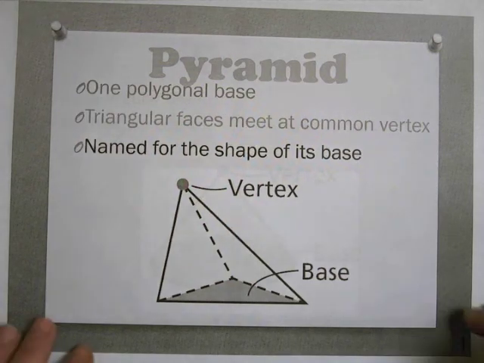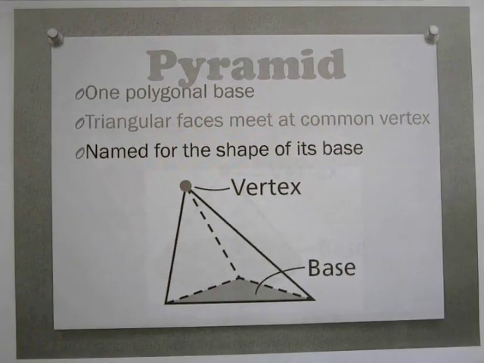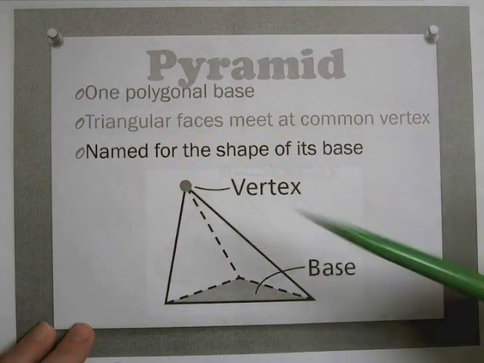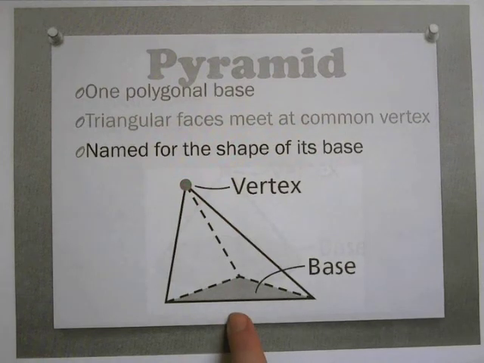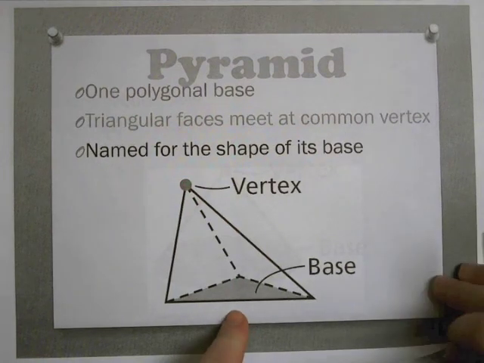Now notice what a pyramid is. The pyramid has one polygonal base, in this case it's a triangle, and then it has triangular faces, and they meet at a common vertex up here at the top. That's how you know that that's a pyramid. We name the pyramid by whatever the base is. So in this case, this is a triangular pyramid because the base is a triangle.